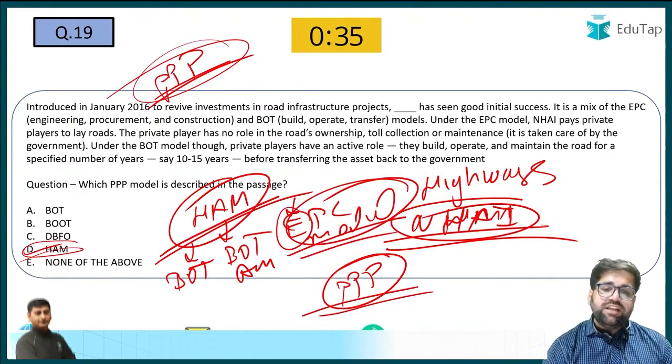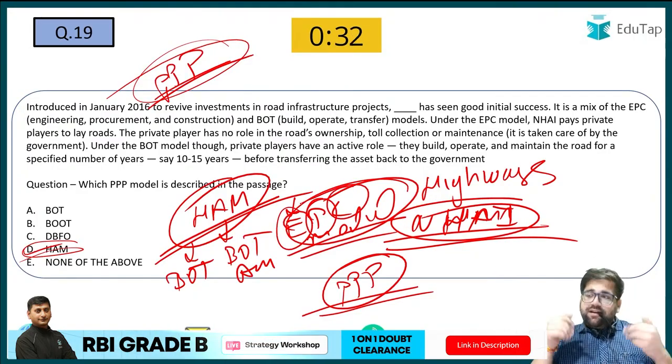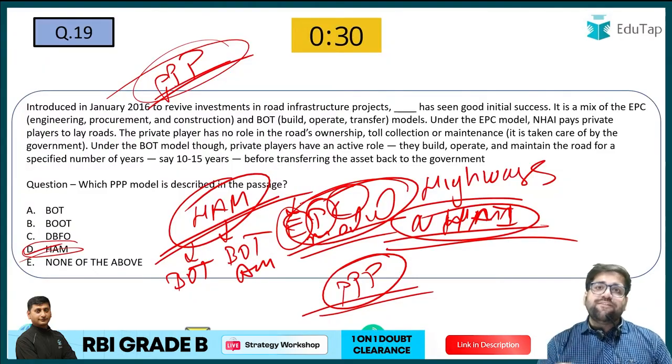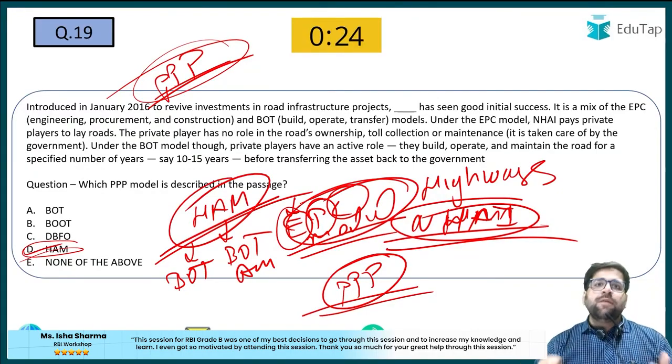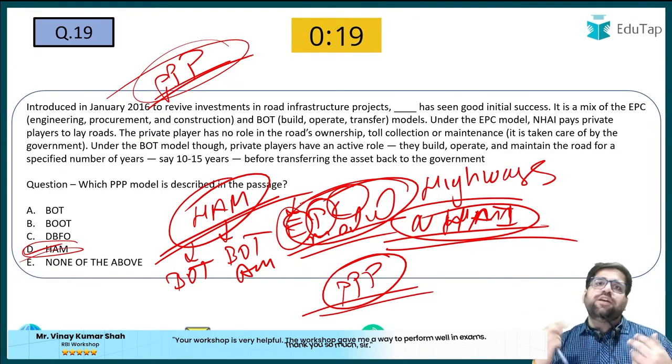EPC stands for engineering, procurement and construction. Under this particular model, government invites the intelligence, the knowledge of the private sector, and government gives the fund to them, and they say that you have to implement this particular project with your knowledge. We will be funding you.